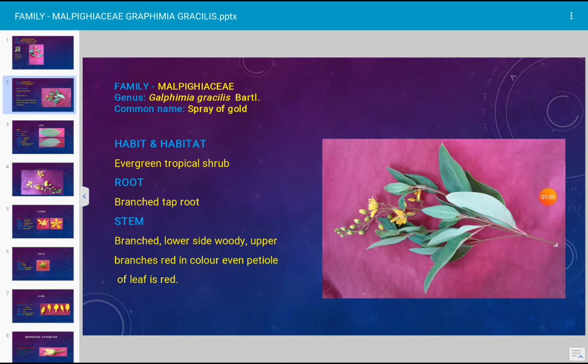See the habit. It is an evergreen shrub. It is evergreen. The root system is taproot system. It is branched. Taproot system is the characteristic feature of dicot plant.